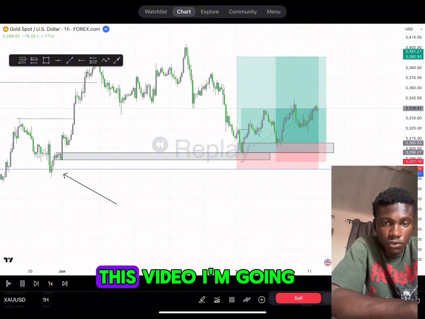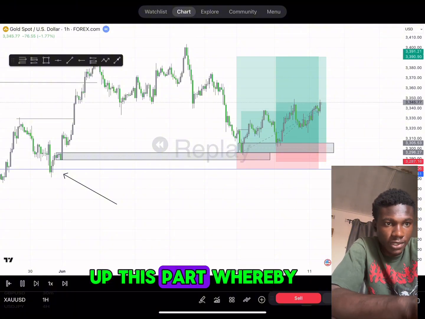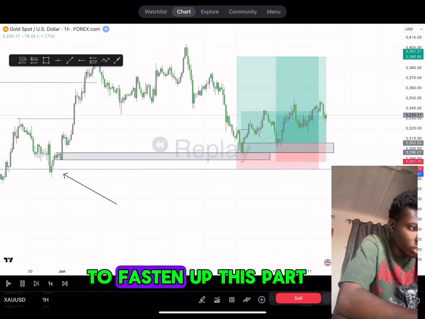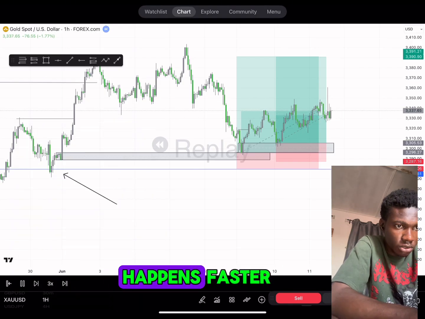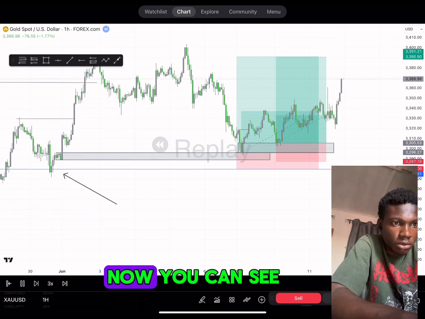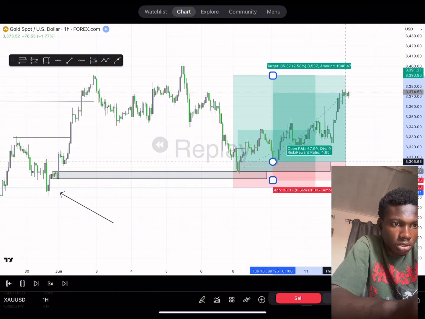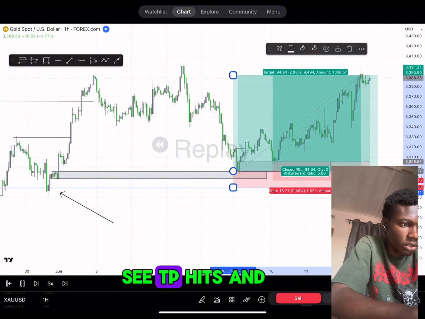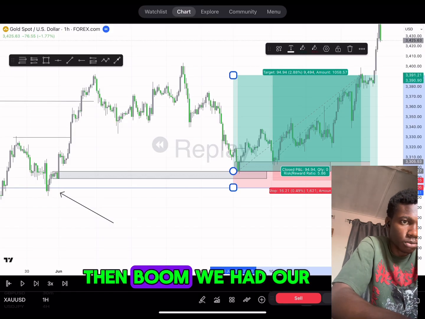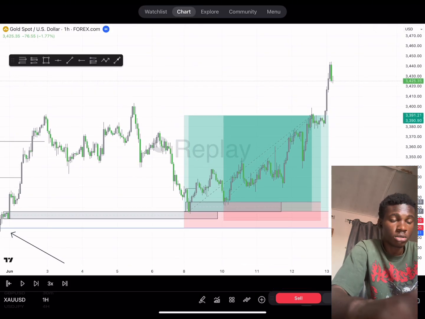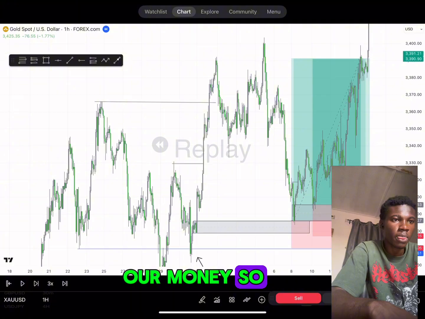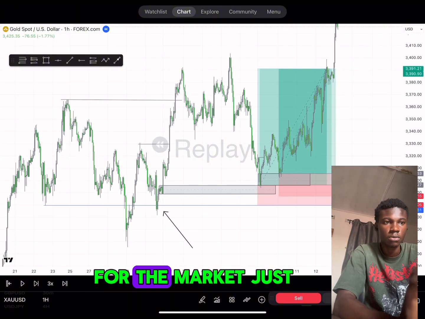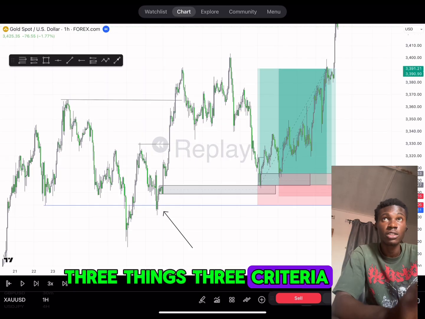For the purpose of this video, I'm going to speed up this part whereby I'm playing this chart. So let's see what happens faster. Now you can see what price is doing. See, TP hit and then boom, we had our money. So this is exactly the strategy I use, and for the market, just three criteria.